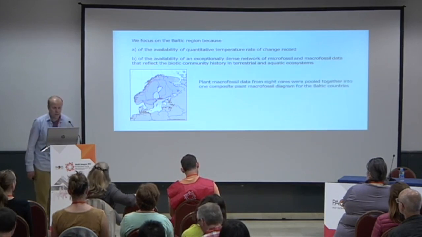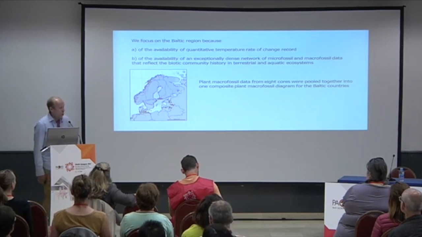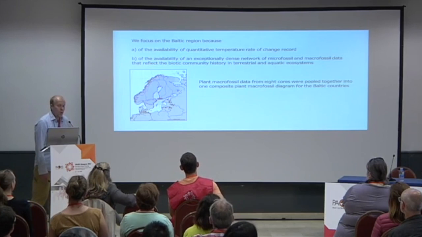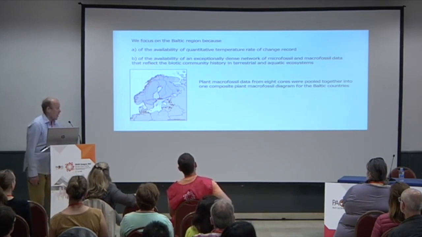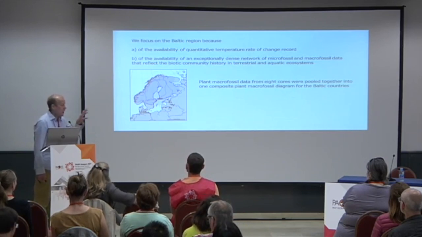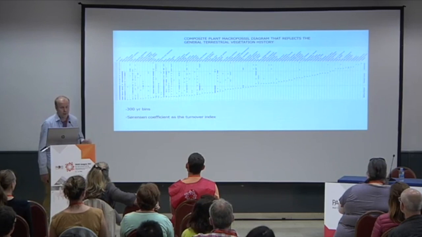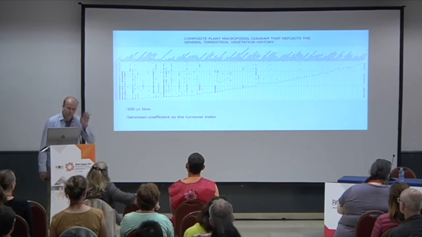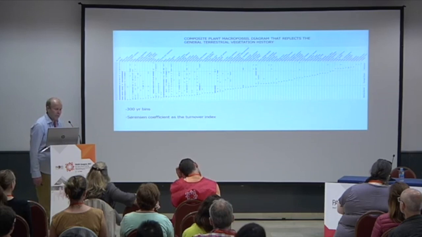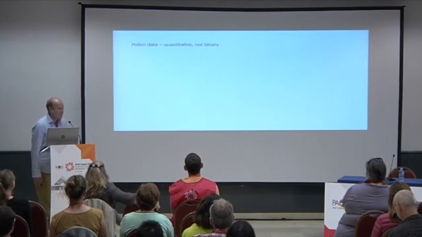Also, what we had to do in the study, after some trials and errors, was pool all plant macrofossil records into one record. So what we did, we took 8 plant macrofossil records and made one composite plant macrofossil record for the whole region. And it looks like this. This is not very often done in paleoecology. I'm still thinking about it, whether it's okay or not, but I don't have a major problem with that myself. You can correct me if I'm wrong. The paper has been published.